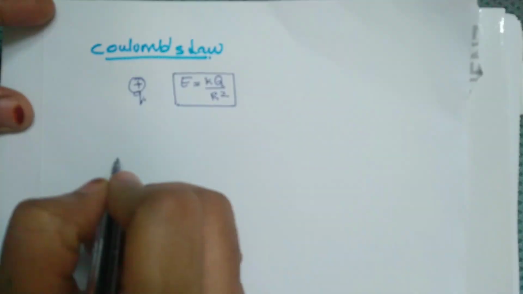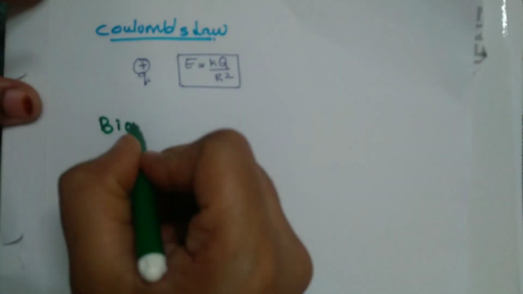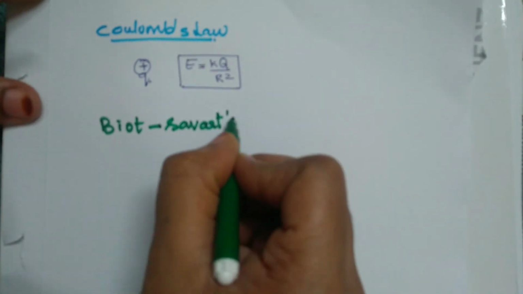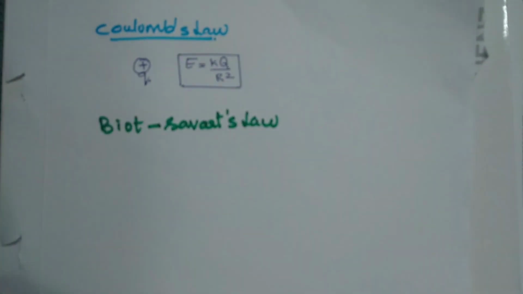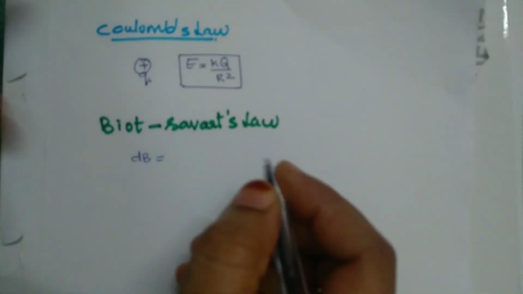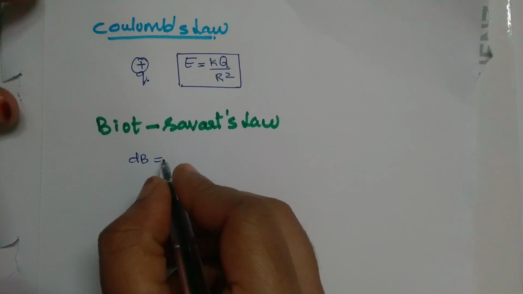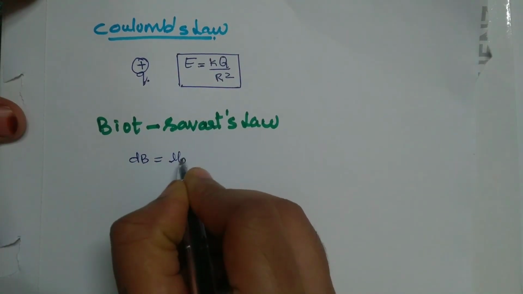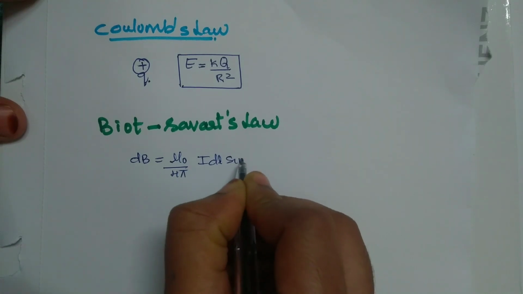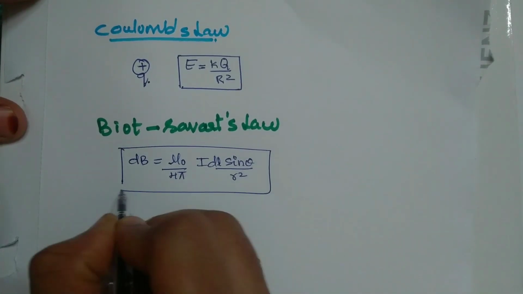Similarly, in case of magnetism, we have Biot-Savart's law, which gives us the magnetic field at a point due to the current element. The expression is dB equal to mu naught by 4 pi, I dl sine theta by r square. So this is Biot-Savart's law.